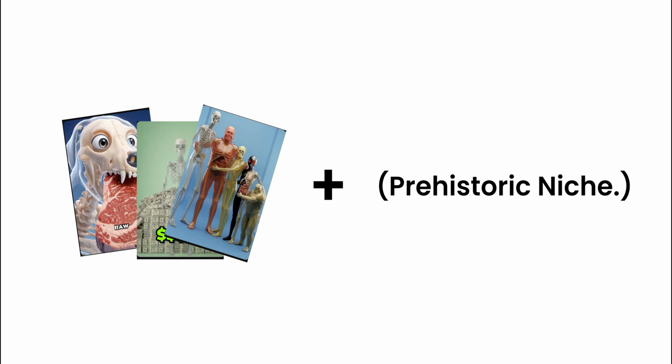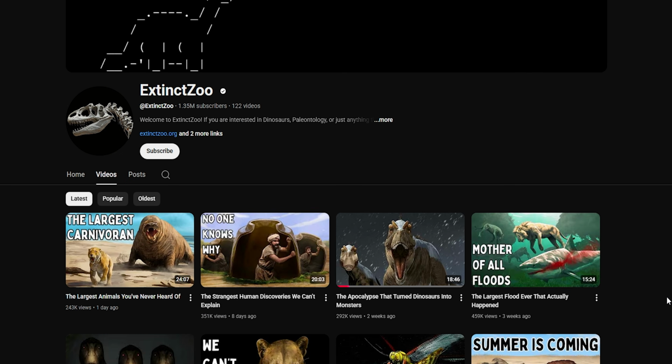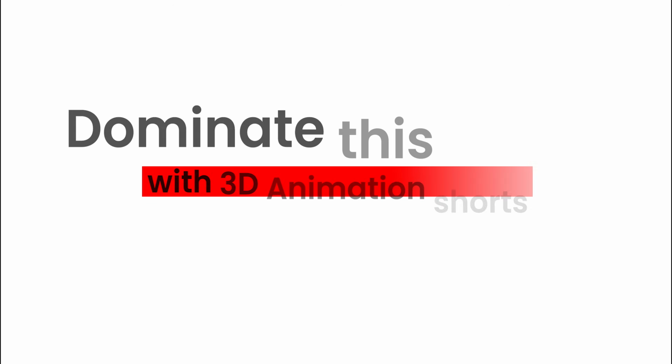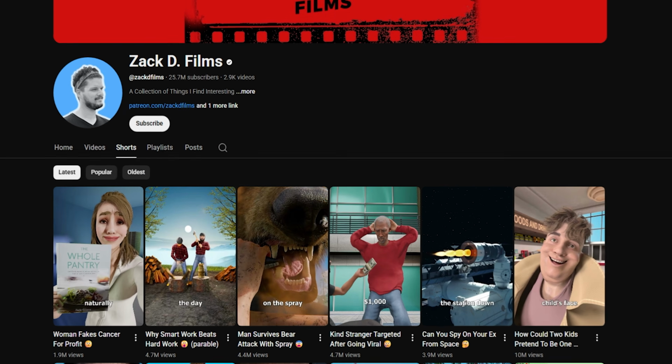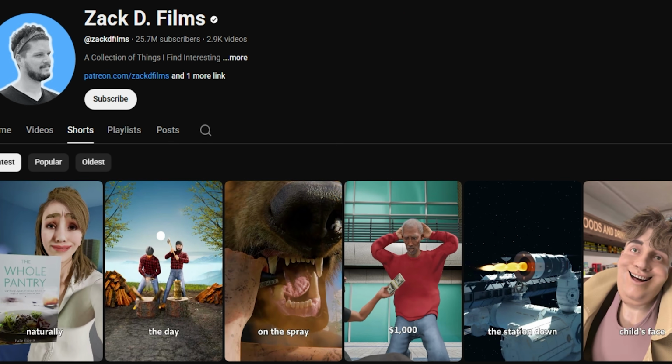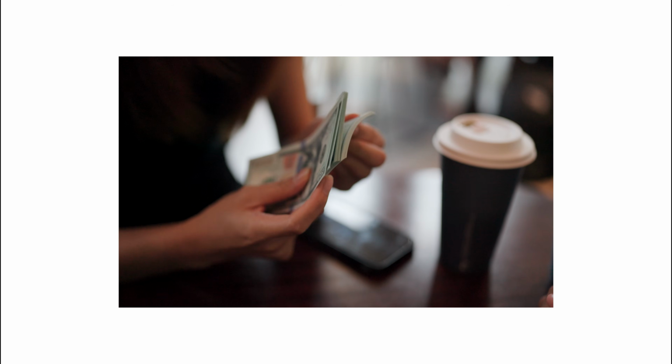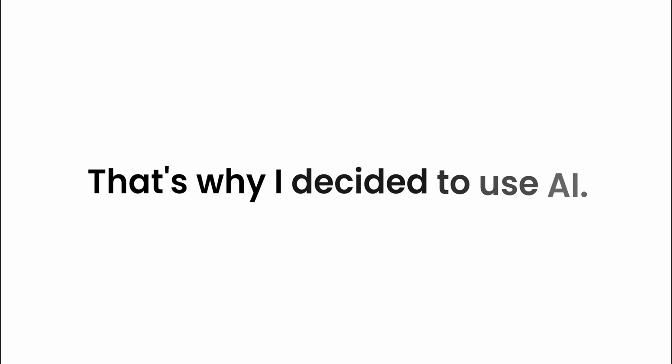So what I did was, I took this viral 3D animation style and combined it with low competitive prehistoric niche. Channels like Extinct Zoo are getting millions of views, but their animation style is different. So my plan is to dominate this niche with 3D animation short videos. And I want to make high quality videos like Zach D Films. But the issue is, I don't know how to animate, and I don't want to spend thousands of dollars on animators. That's why I decided to use AI for this process.